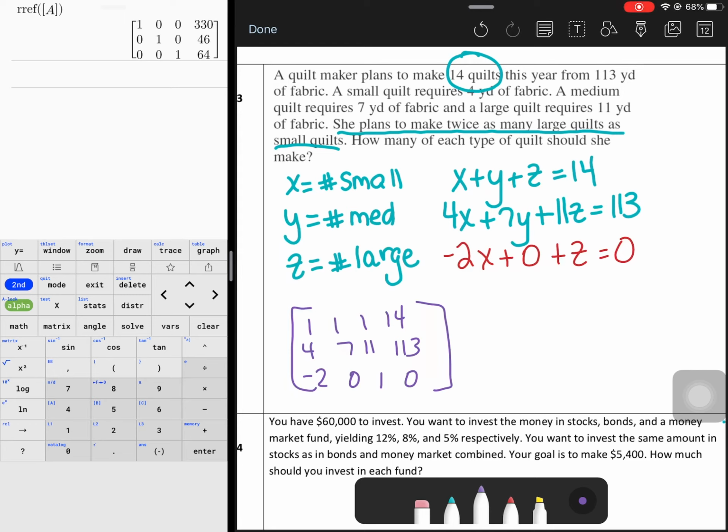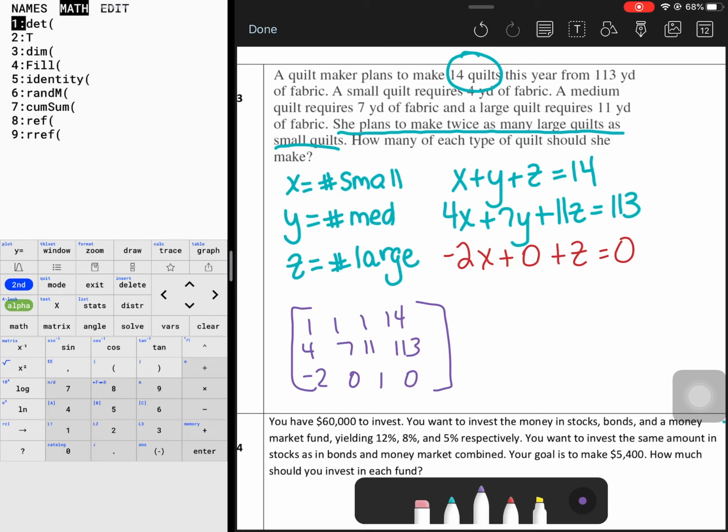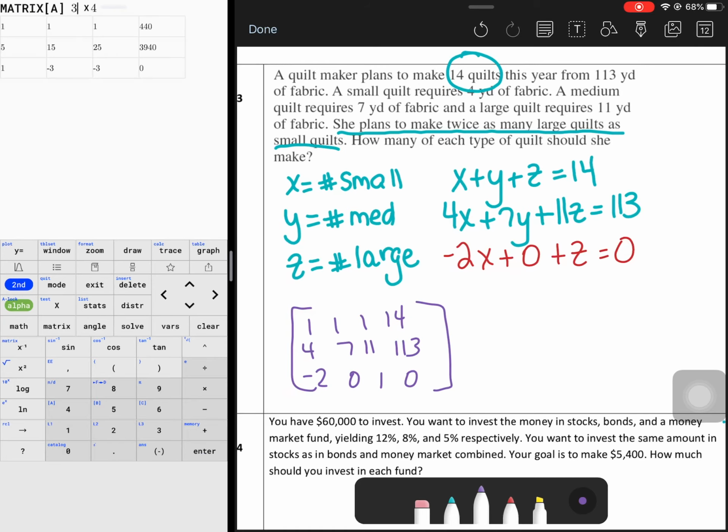So if you would press matrix, arrow over to the right to edit, and press enter. Press enter on the 3x4 because that's the size it is. And now we're going to enter our values for this particular problem. And don't forget to press enter after the last entry.